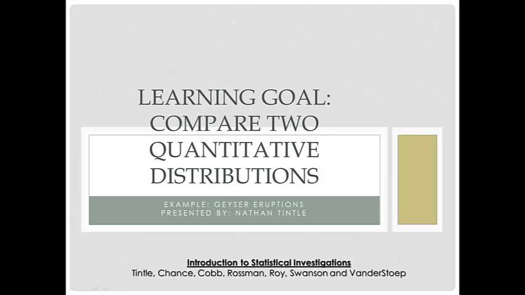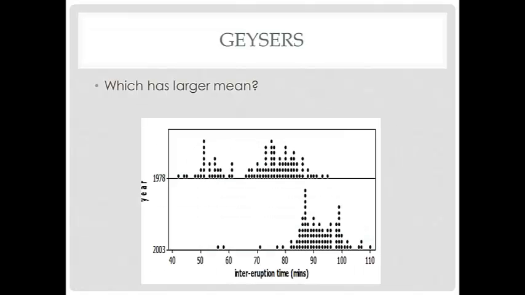In this Learning Goal video, we are going to talk about how to compare two quantitative distributions. We will use the geyser eruptions example. When we compare geyser eruptions between 1978 and 2003, can you look at these two dot plots and see which one has the larger mean?